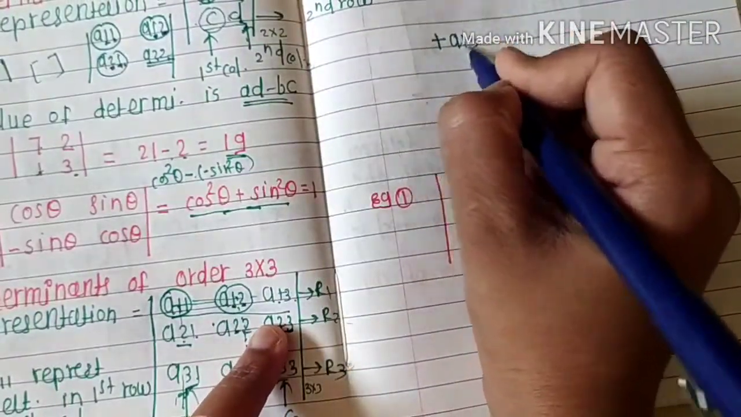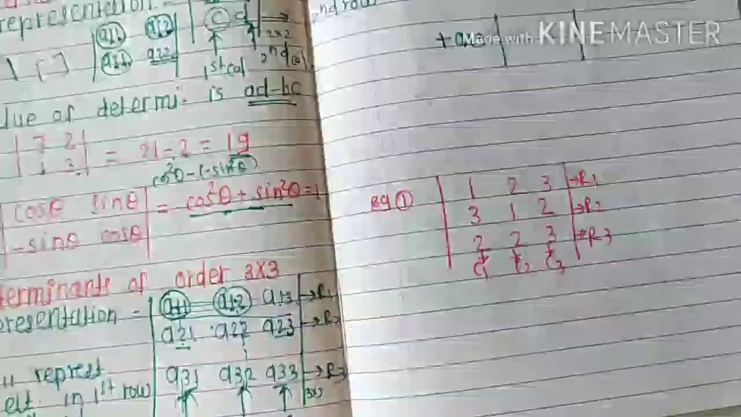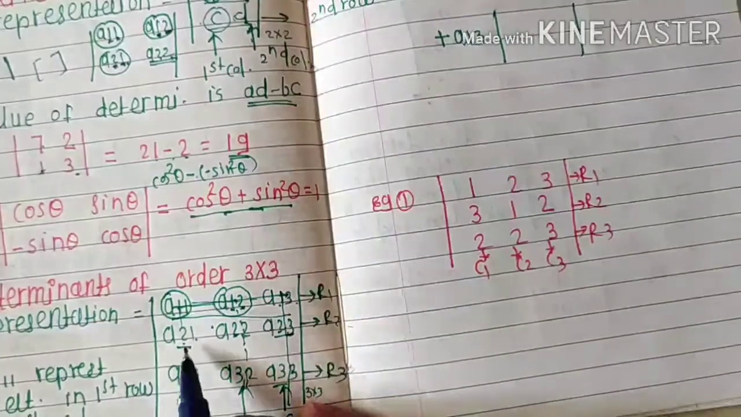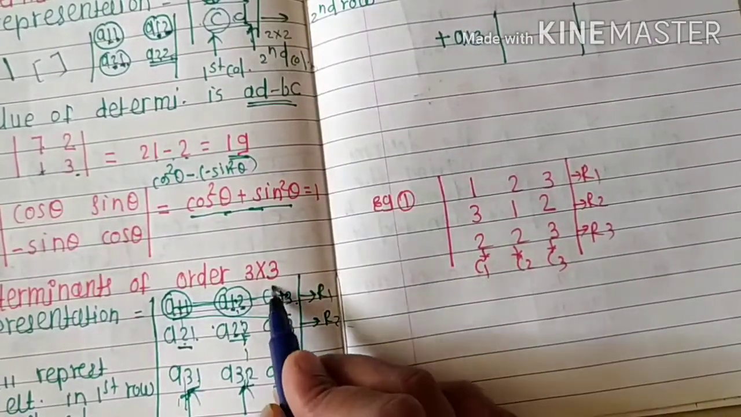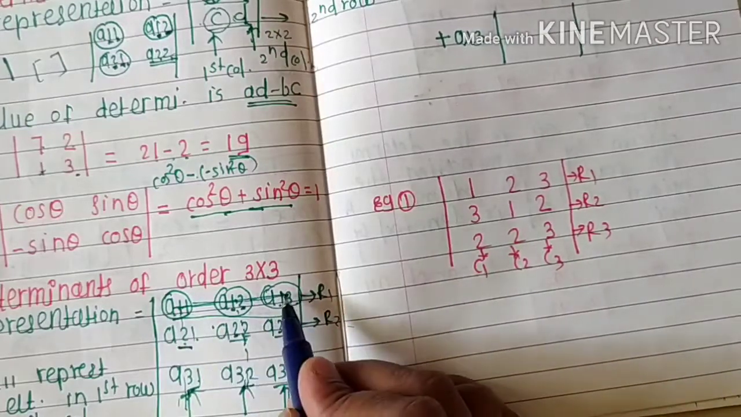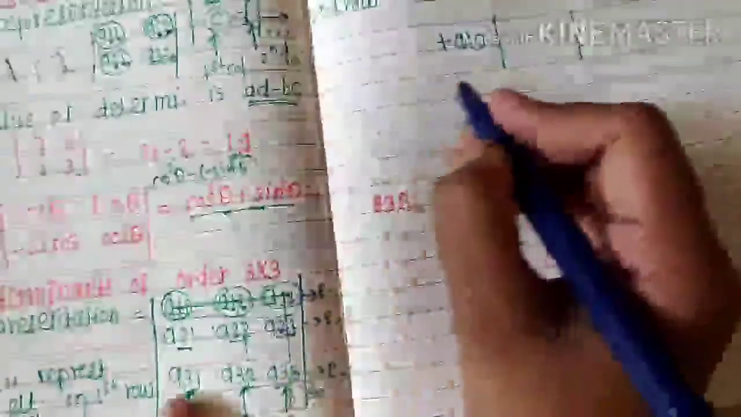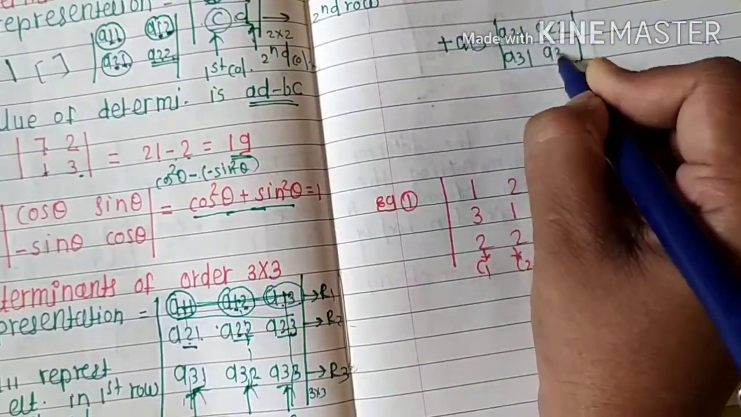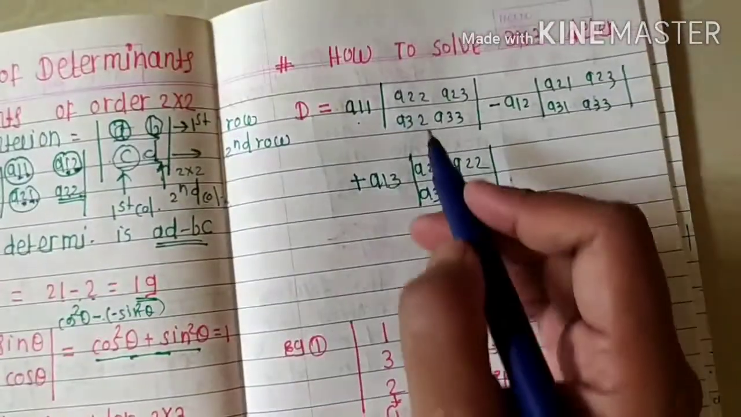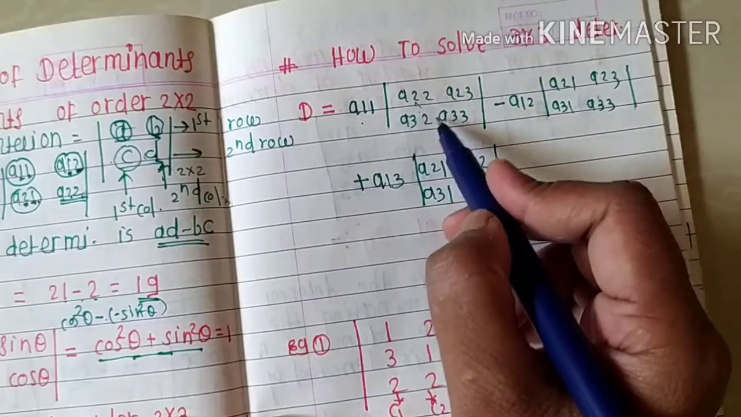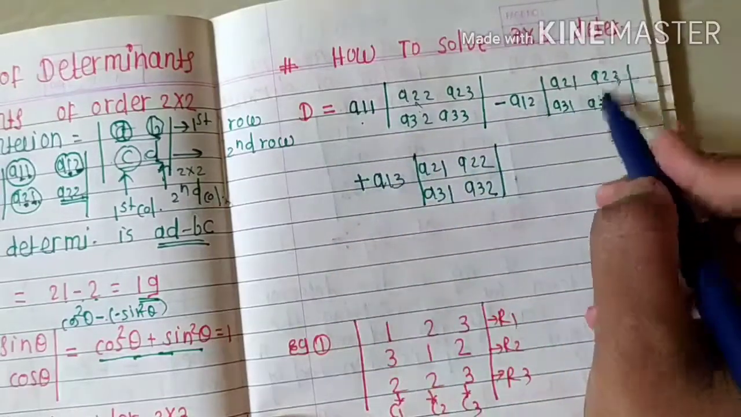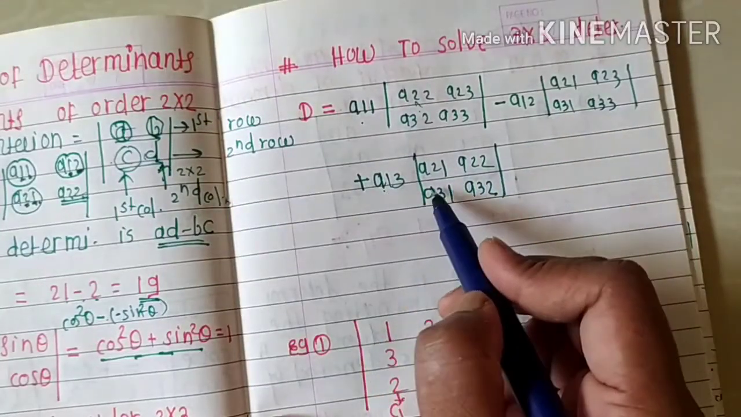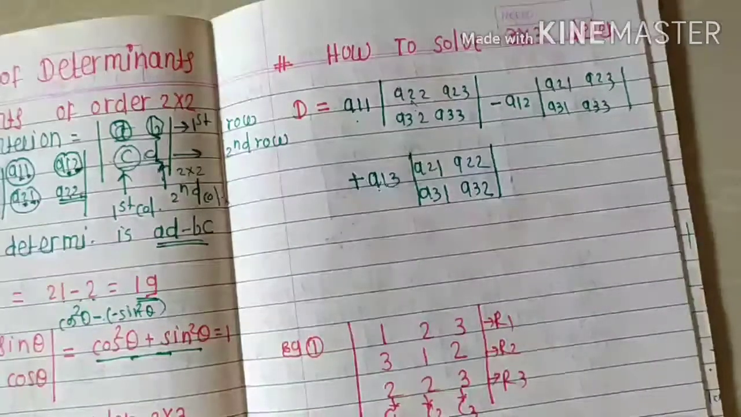Then A13, present in the first row and the third column. We eliminate this row and this column. What remains is a 2 by 2 determinant: A21, A22, A31, A32. We solve each 2 by 2 determinant by cross multiplication, multiply by the corresponding element, with the minus sign for A12, and we get the value of the determinant. In this way we solve a 3 by 3 determinant.